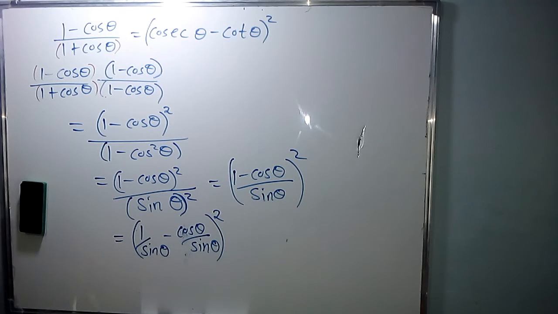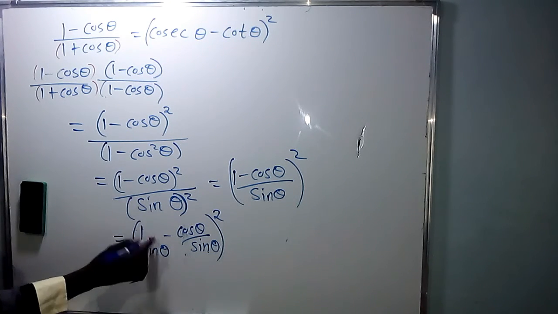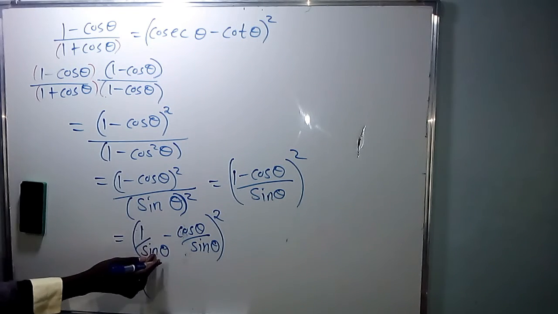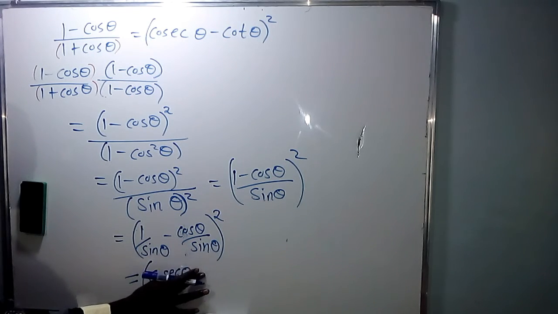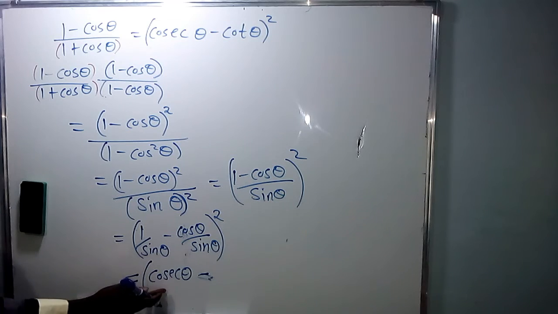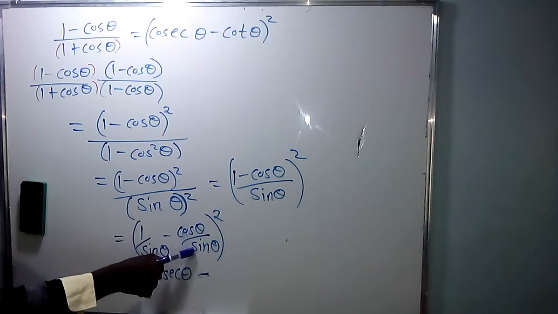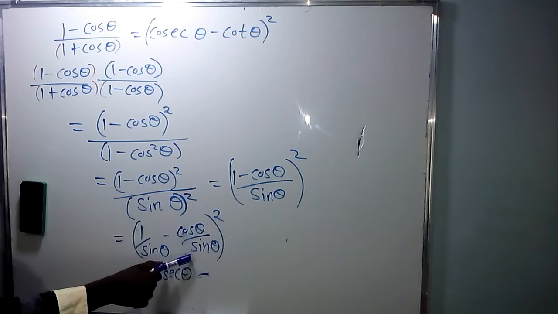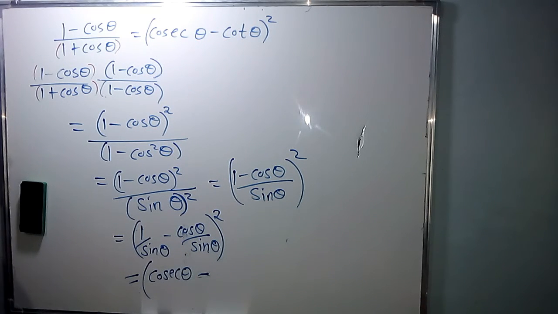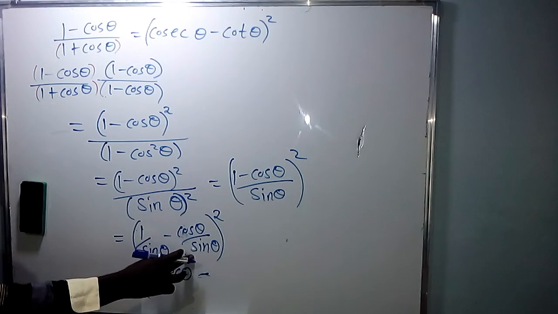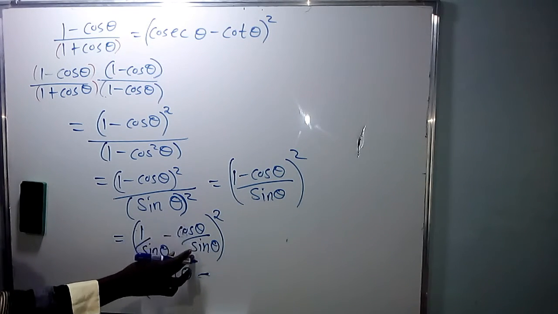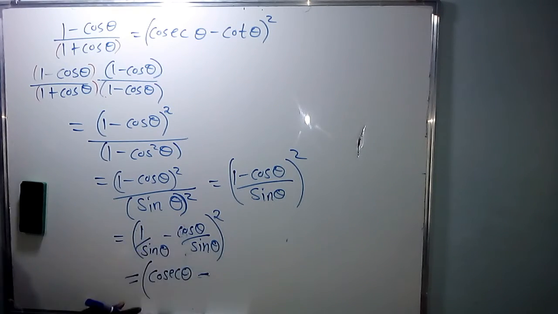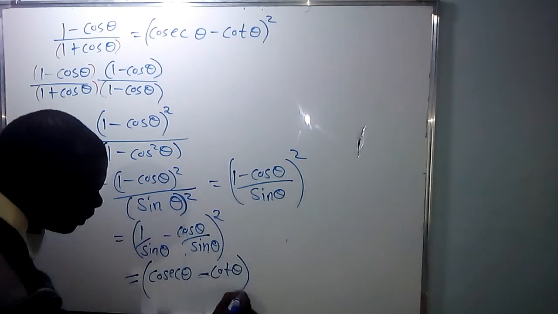So from here you can now see 1 over sine theta is the reciprocal of sine theta. What is the reciprocal of sine theta? Cosec theta. So 1 over sine theta is cosec theta, minus cos theta over sine theta. Remember, tan theta was sin over cos. Are we together? Then cos over sin is the reciprocal of tan, because tan is sin over cos, but we have cos over sin. That becomes cot, cotangent, so that is cosec theta minus cot theta, all squared.